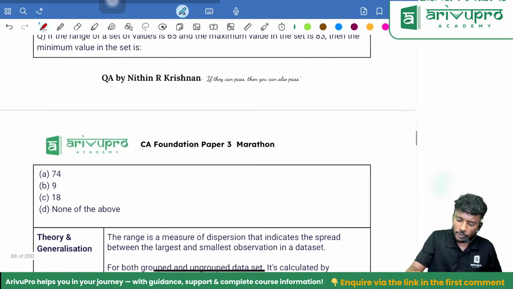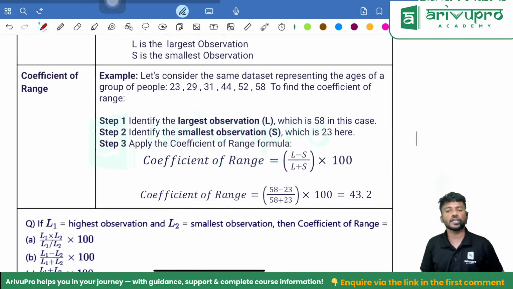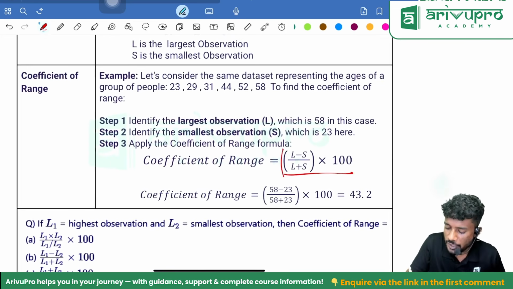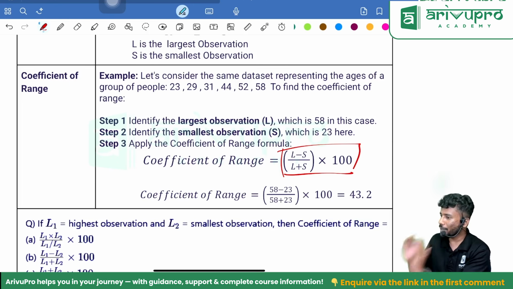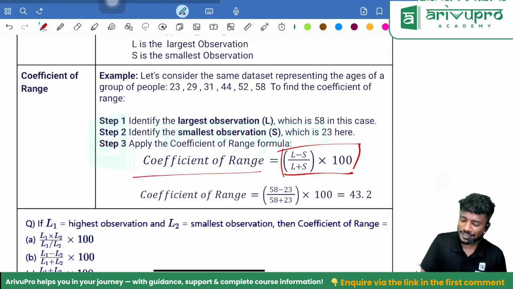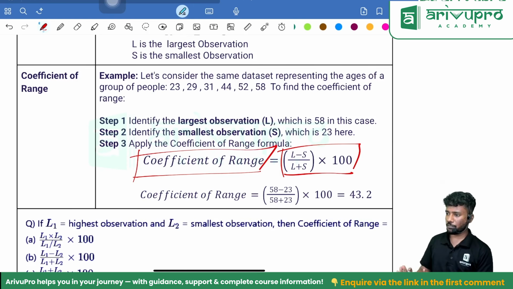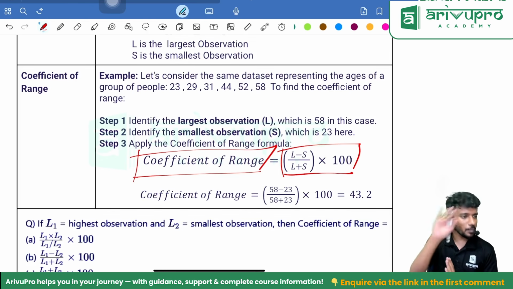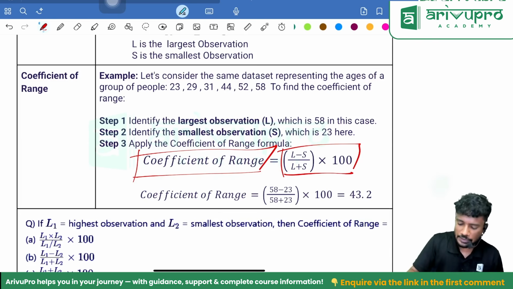Now we will talk about coefficient of range. Formula for coefficient of range: largest value minus smallest value divided by largest plus smallest, into 100, is nothing but the coefficient of range. Clear? Yes. What is range? Largest minus smallest. What is coefficient of range? Largest minus smallest divided by largest plus smallest into 100.